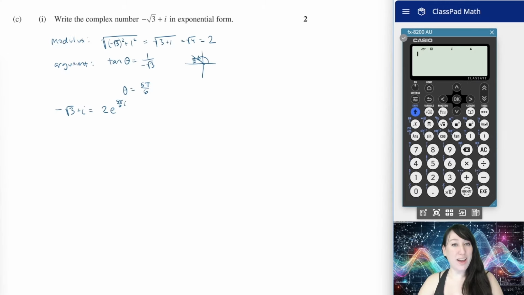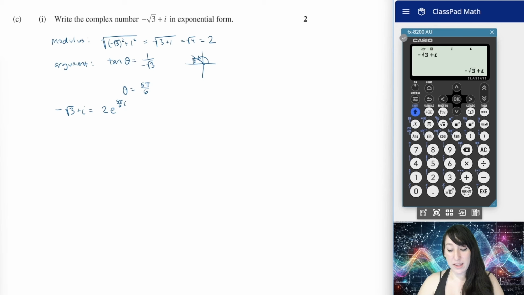Okay, before I moved on, I wanted to show you what you could do with the Casio FX 8200 AU in this question. So, if we want to express a complex number which is currently in rectangular form and put it into exponential or polar form, we'd first put it into the calculator. So here I'll put -√3 plus i and hit equals or execute to put that in as the answer.